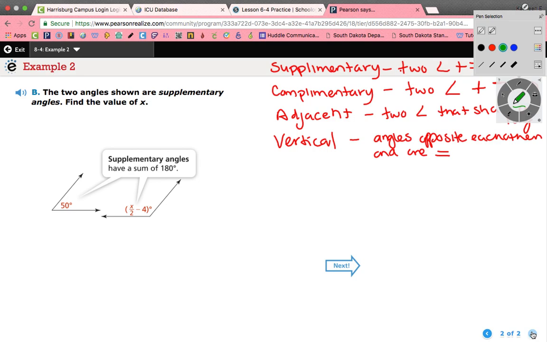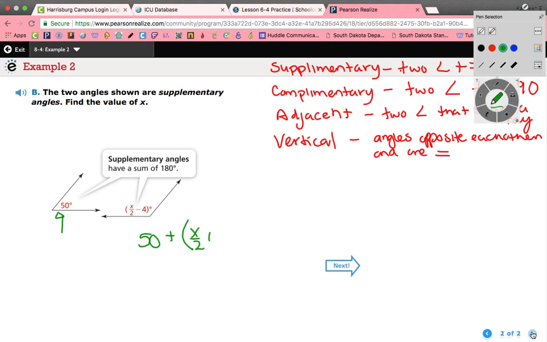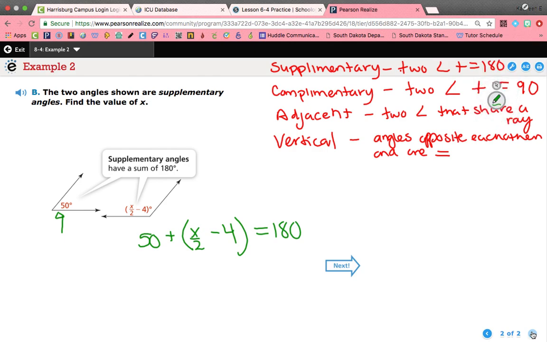So two angles are supplementary angles, find x. So we know that 50, which is this one, plus x over 2. Not plus, but minus 4 equals 180. Okay, the sum of the two angles equal 180. So we would have 50 plus, well, 1 times x over 2 is x over 2. 1 times negative 4 is negative 4 equals 180.